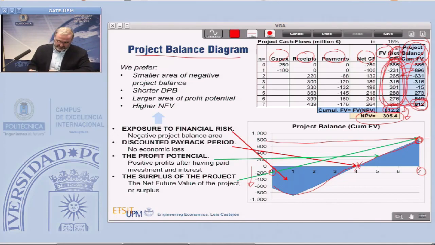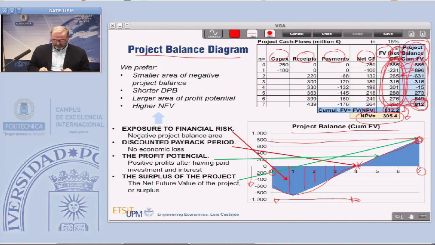Why is the project balance chart useful? Because you see here different areas important for a project manager or investment manager, which is to know, for example, the depth of the negative area and the extension in time of this negative area.